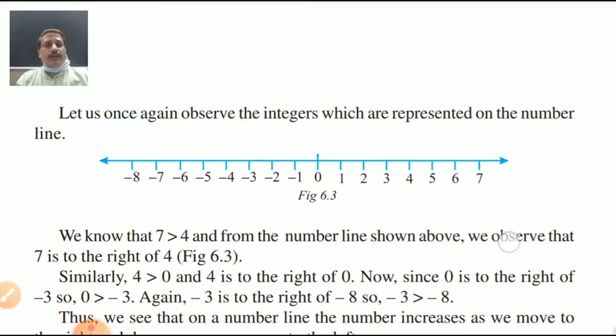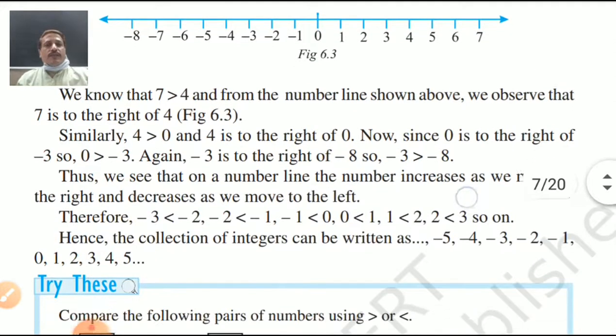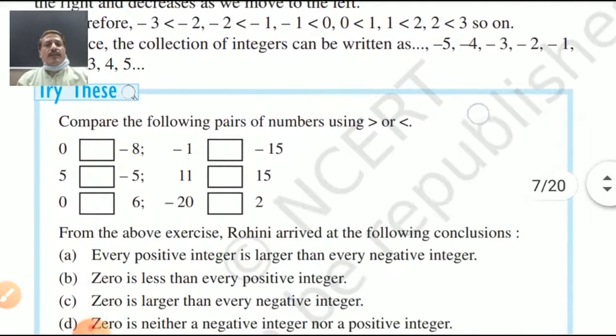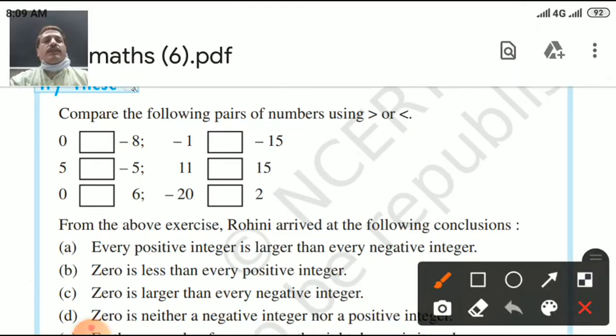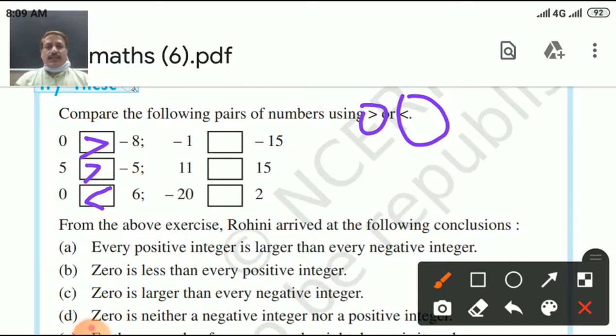Yes, very good, very nice. So, we can see this one. Compare the following pairs of numbers using the greater than sign and less than sign. Will you put it here? This sign is greater than or less than. 0 is greater than minus 8. Yes, correct answer. 0 is greater than minus 5. Very good. 0 is greater than 6. Sorry, this sign will come the other way. 0 is smaller than 6.